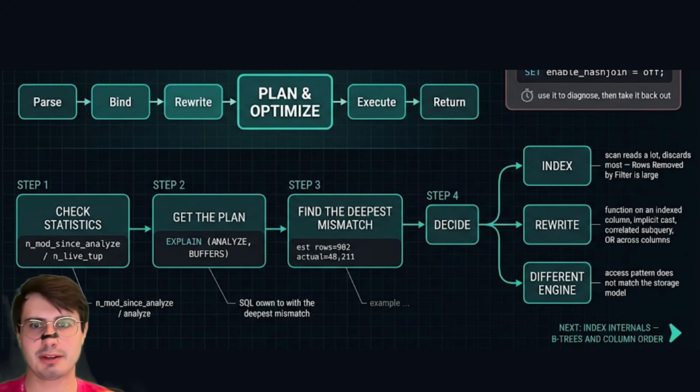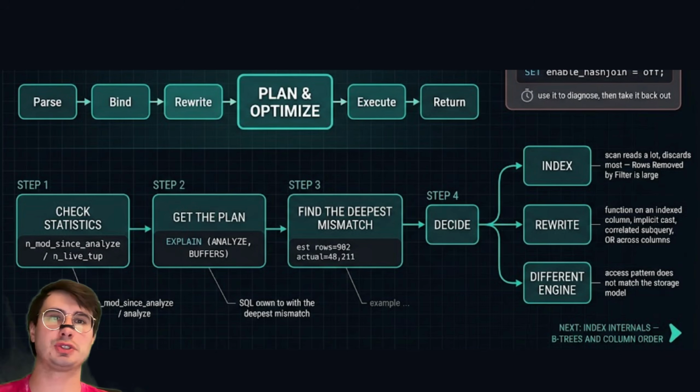Then step 3, find the deepest node where estimated and actual rows diverge. Not the slowest node, but the deepest wrong one, right? The one where the first error occurs, because the slowest node is just a downstream victim of that bad estimate. So find the first lie and the rest of the plan will start making sense. Then you multiply by loops before you judge anything.